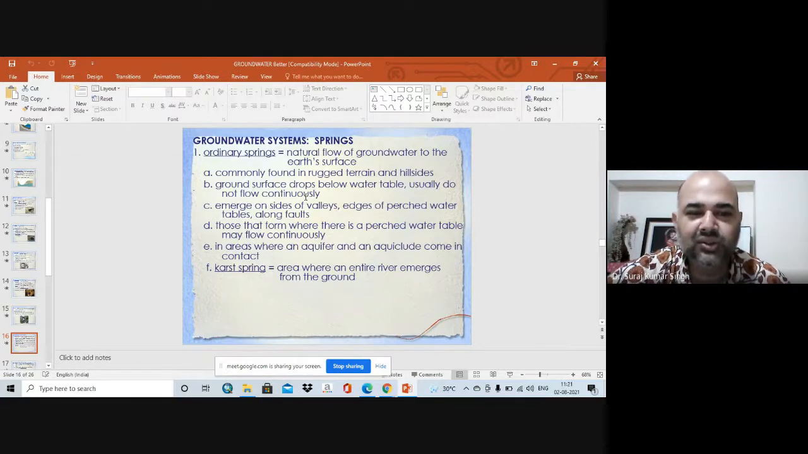Where the groundwater surface drops below the water table, springs usually do not flow continuously. It emerges on the sides of a valley, edges of a perched water table, or along a fault. Those that form where there is a perched water table may flow continuously. So depending on their occurrence and location, the movement of the groundwater will vary. In the areas where an aquifer and an aquiclude come into contact, that is also indicative of springs. Then you have got karst springs, that is the area where an entire river emerges from the ground surface.